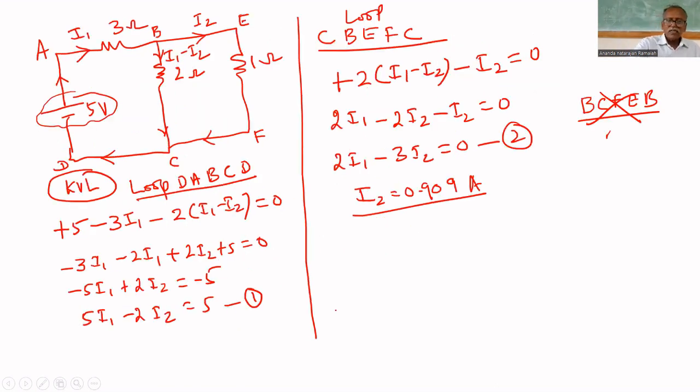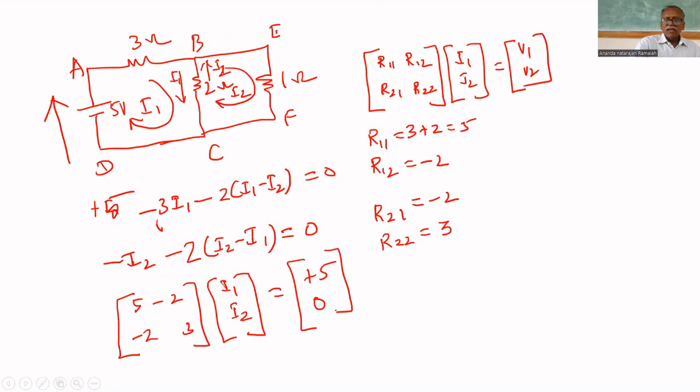Second equation, you check: minus 2I1 plus 3I2 equal to 0. Sign can be changed. So you got the same equation. Therefore, if you solve this, I2 equal to 0.909 amperes. We got that. Do you understand this? Suppose I want I2. This is a 2 by 2 matrix, no problem.